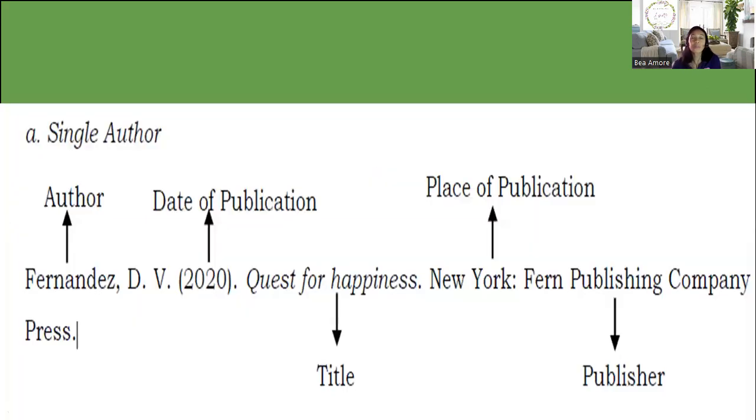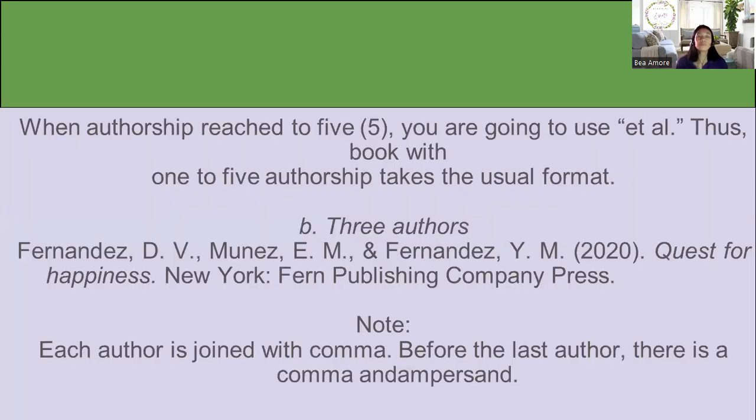So for a single author, when you write the reference style, author first. Again, the date of publication. For the author's name, the last name first, then the initial of the first name and middle initial. Then the date of publication, period, then the title italicized, and then the place of publication and who the publisher is. When authorship reaches 6, you are going to use et al. Thus, a book with 1 to 5 authors takes the usual format.